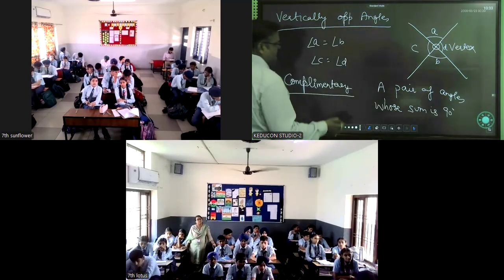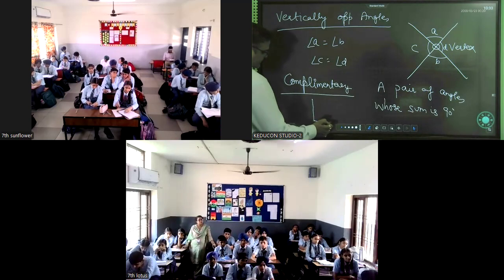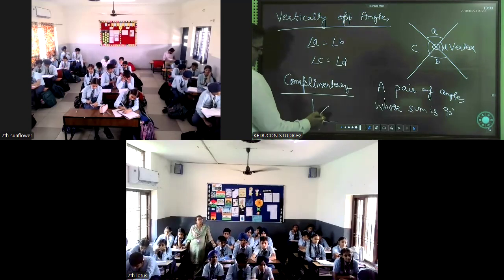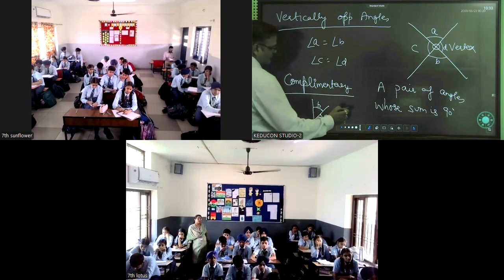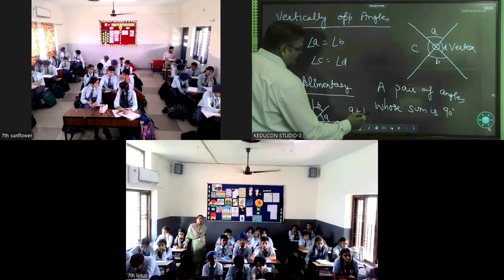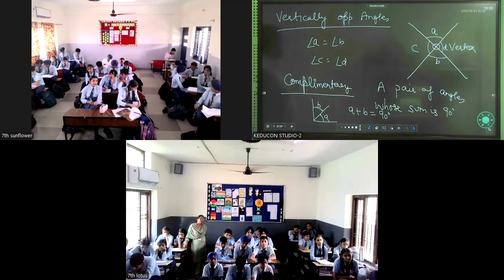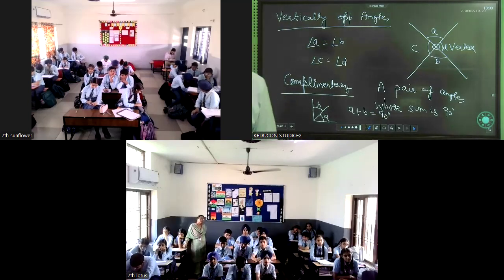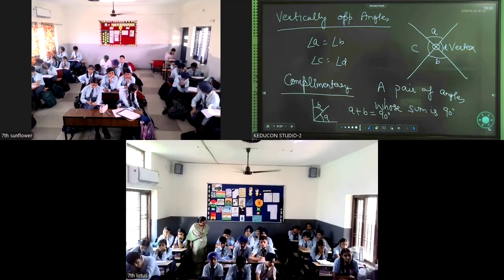Suppose we have two angles. For example, let's say this is a 90 degree angle. One angle is this, another is this. If their sum is 90 degree, then we can say these are complementary angles. A is the complement of B and B is the complement of A. Right?